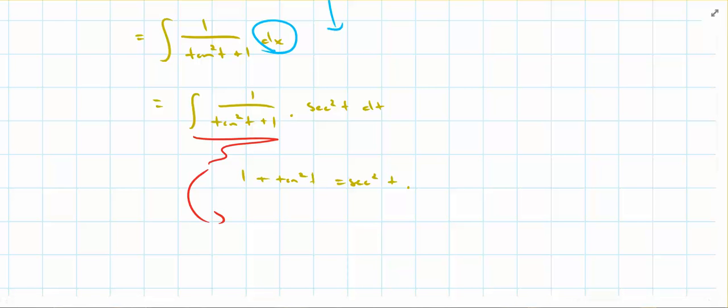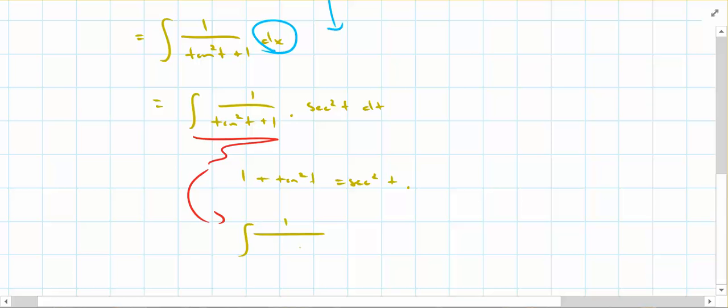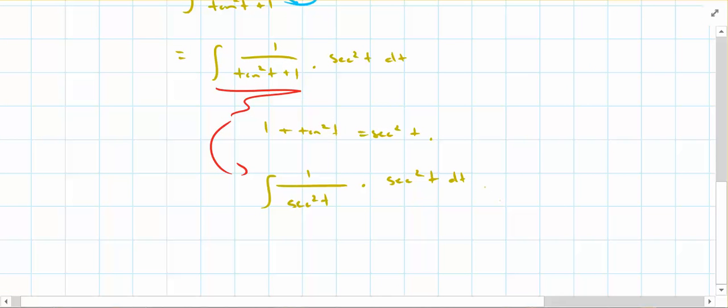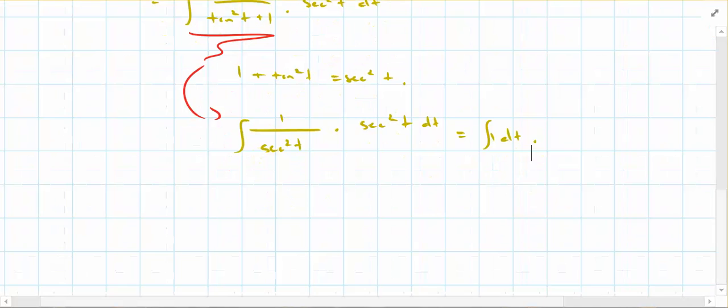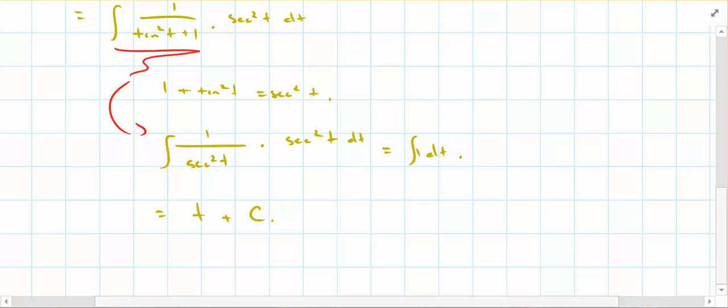becomes the integral of 1 over secant squared t times secant squared t dt. And we are left with the integral of 1 dt. This means that the integral of 1 dt is equal to t plus c for some constant c.